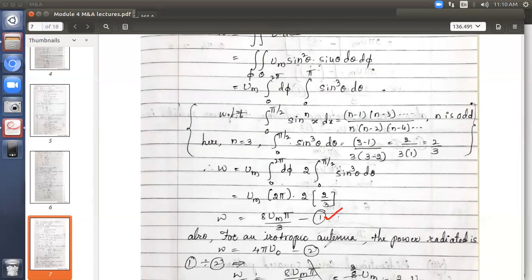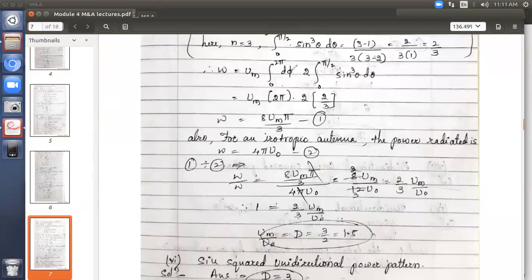What is equation 2? W is equal to 4 pi into u naught. Third step is taking the ratio of equation 1 and 2. W by W naught is equal to 8 Um pi by 3 divided by 4 pi u naught. See, pi cancels, then Um by u naught is there. 8, I think 4 3s are 12. Both are denominators. This will be denominator 12 and numerator is 8. So 8 by 12 I have written it. And again 4 2s are 8, 4 3s are 12. You will get 2 by 3 Um by u naught.